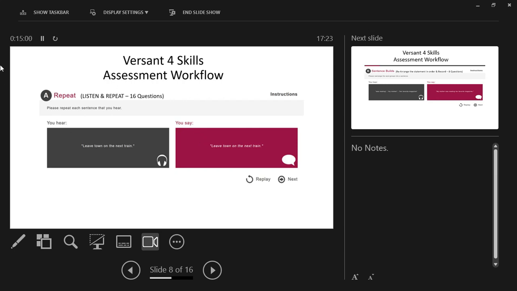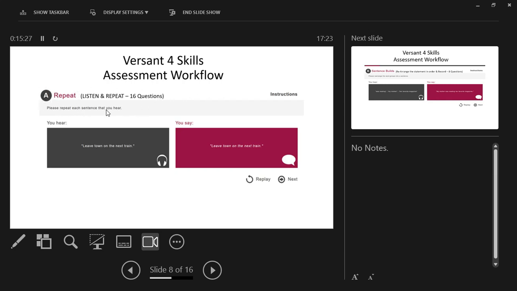So, leave town on the next train. This is what you have heard, and then you record the same sentence that you have heard by just saying the same sentence. Okay. So the first option is listen and repeat. It has 16 questions. It is module A. It just says repeat. So basically it is listen and repeat.